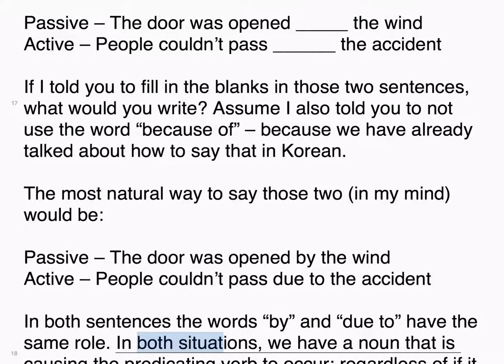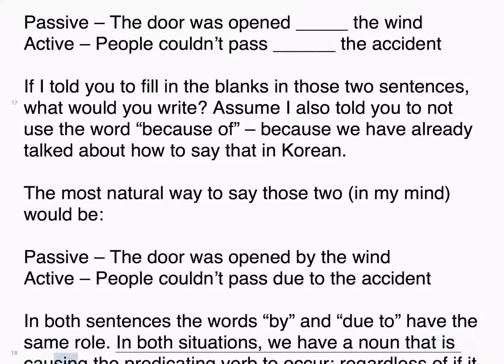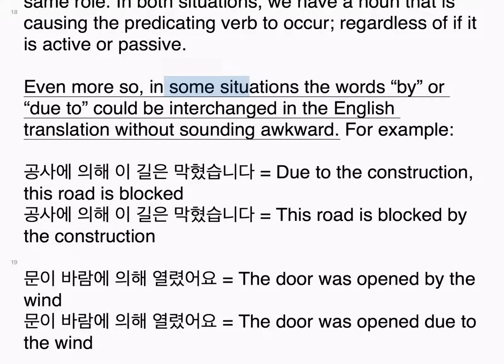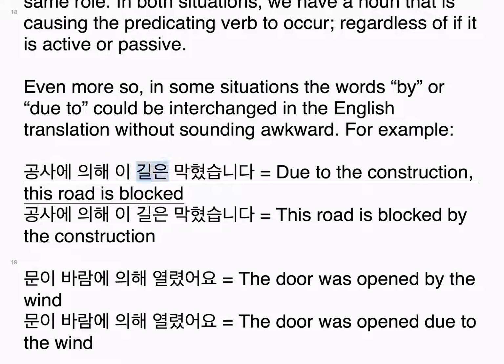In both situations, we have a noun that is causing the predicating verb to occur, regardless of if it is active or passive. Even more so, in some situations the words "by" or "due to" could be interchanged in the English translation without sounding awkward. For example, 공사에 의해 이 길은 막혔습니다. Due to the construction, this road is blocked.